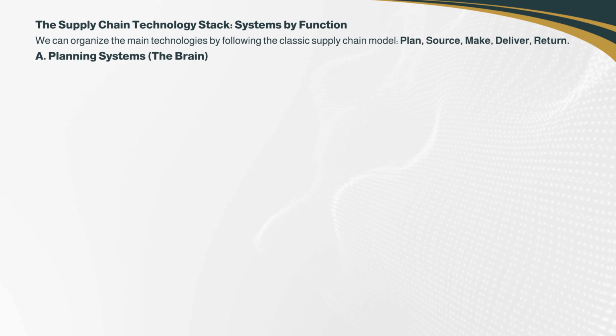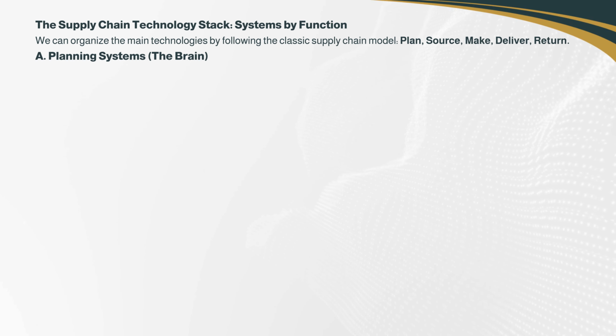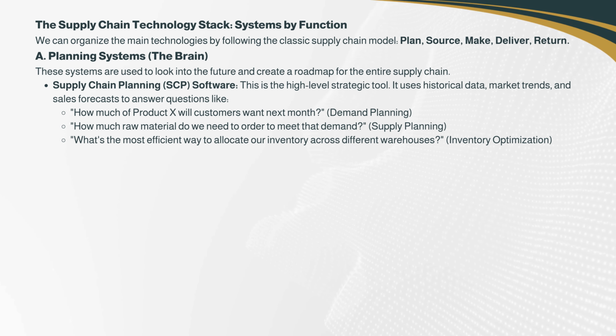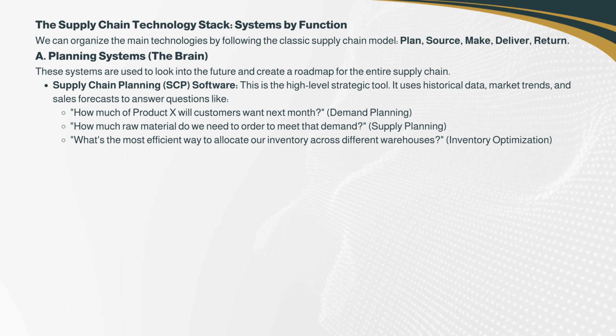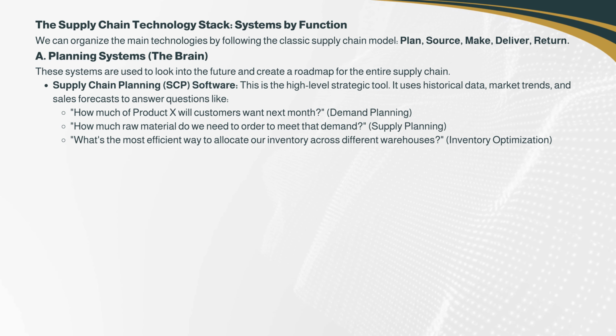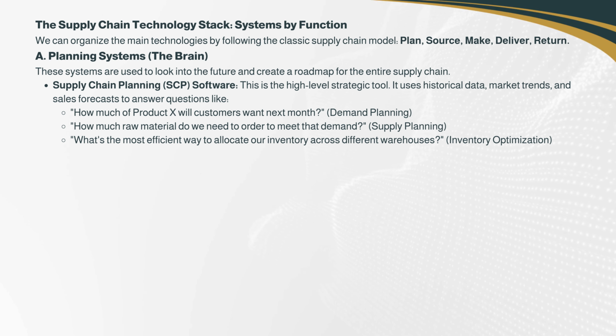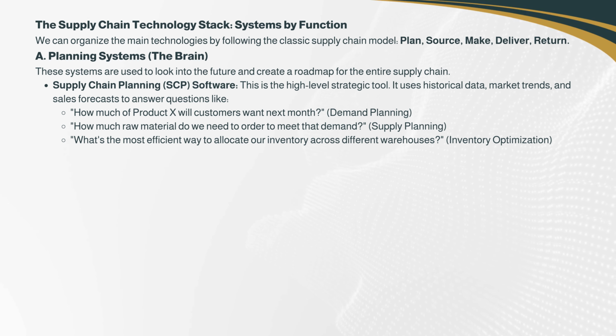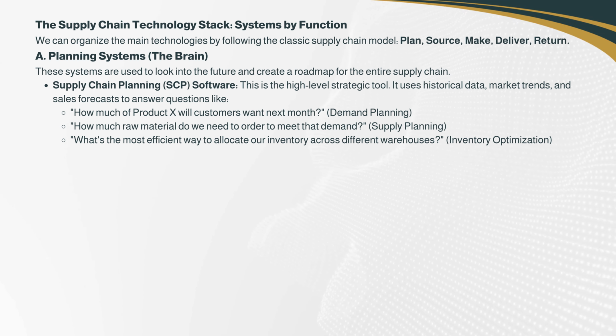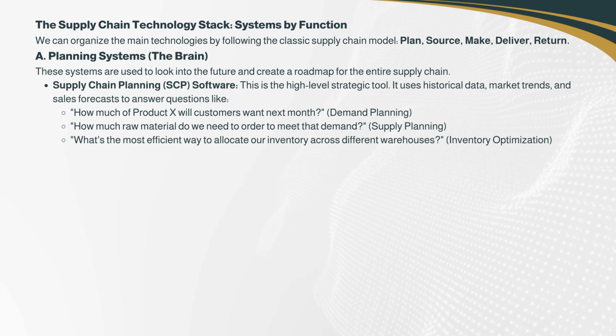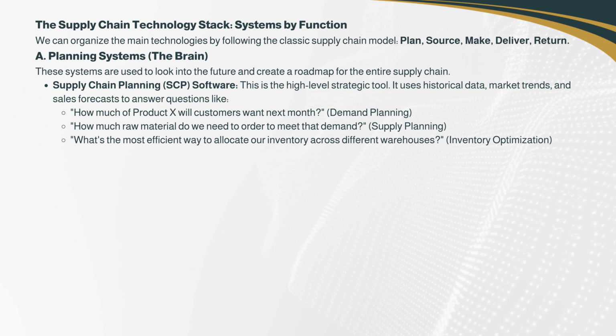A. Planning systems, the brain. These systems are used to look into the future and create a roadmap for the entire supply chain. Supply chain planning, SCP, software. This is the high-level strategic tool. It uses historical data, market trends, and sales forecasts to answer questions like: how much of product X will customers want next month? Demand planning.